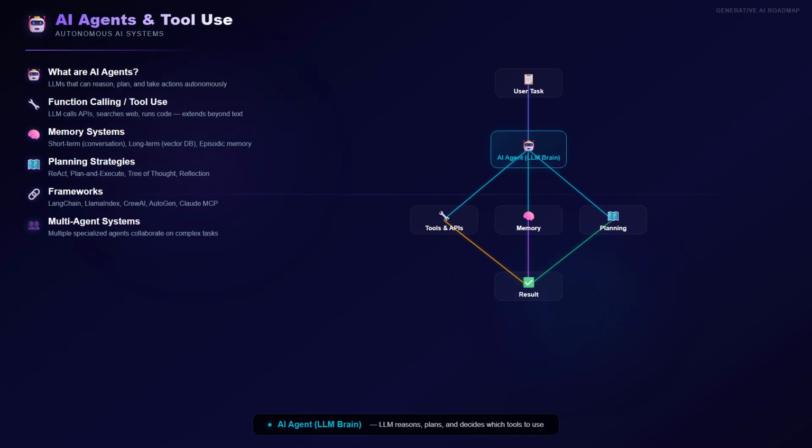Function calling, or tool use, allows LLMs to invoke external functions. The model decides which tool to use, generates the arguments, and the system executes it. This extends AI beyond text into APIs, databases, code execution, and web browsing.